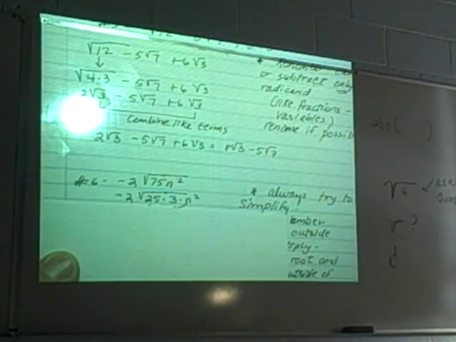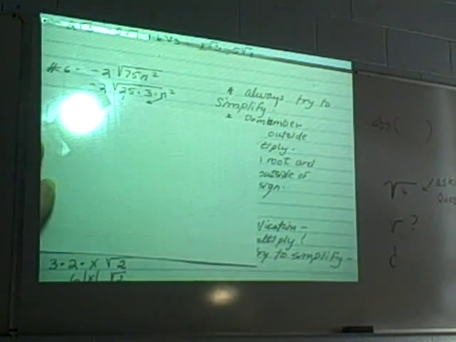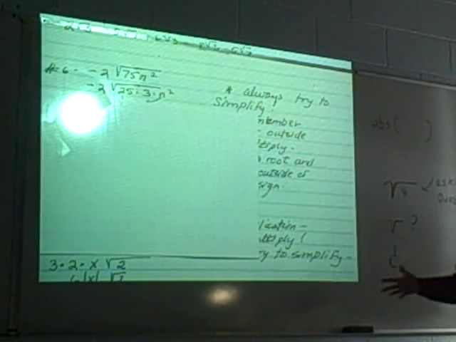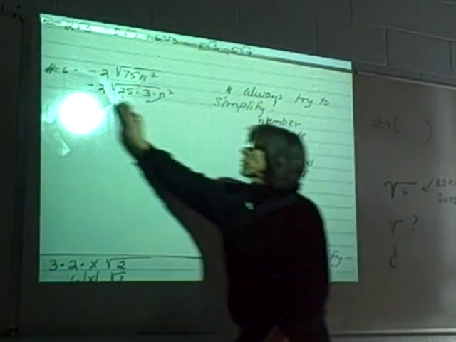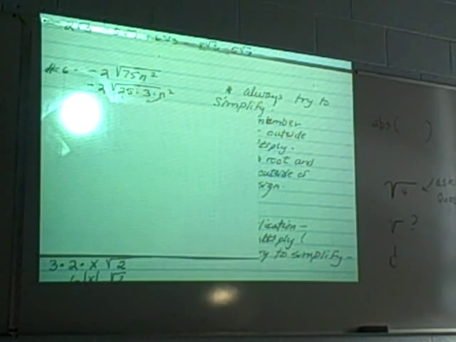Okay, so let's look at this next problem. And again in this one, the name of the game really is simplify, simplify, simplify. No different than if you had fractions. So my goal is to simplify, and can I rename 75? Okay, 75 is 25 times 3.